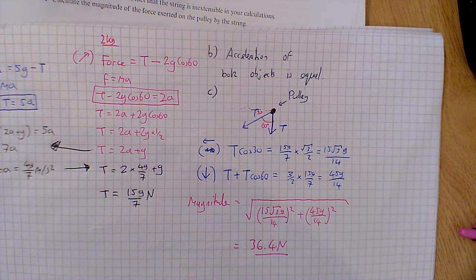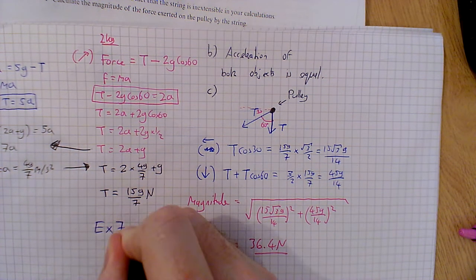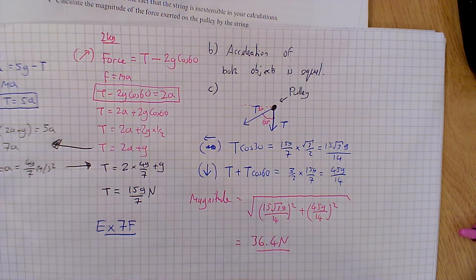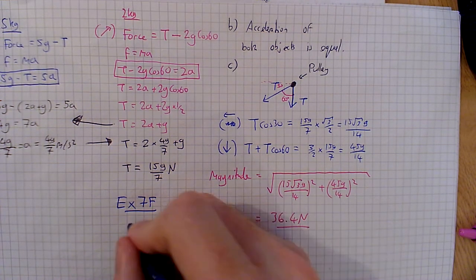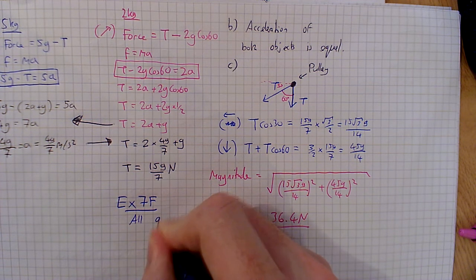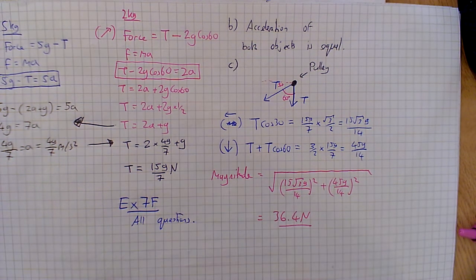And that is the end of Unit 7. So there's plenty of questions for you to do. If you have a look in exercise 7F, it's going to be a little bit challenging, obviously, with these connected particles. You've probably not seen these properly since year 12, but we'll have a go. You can have a go at all the questions there. Pick out the ones that look good, and have a go. A lot of them are exam-based questions. So good luck with that.